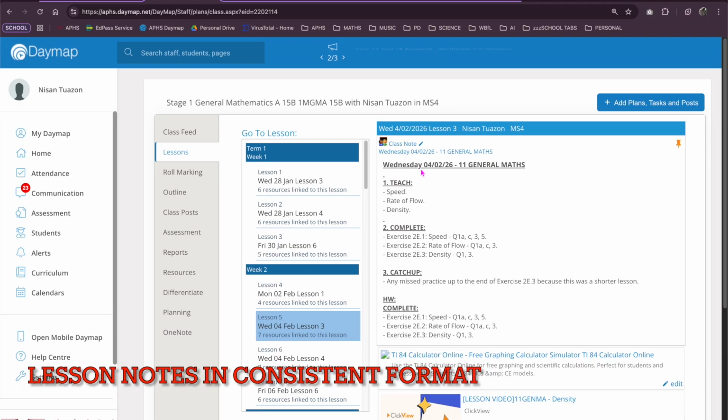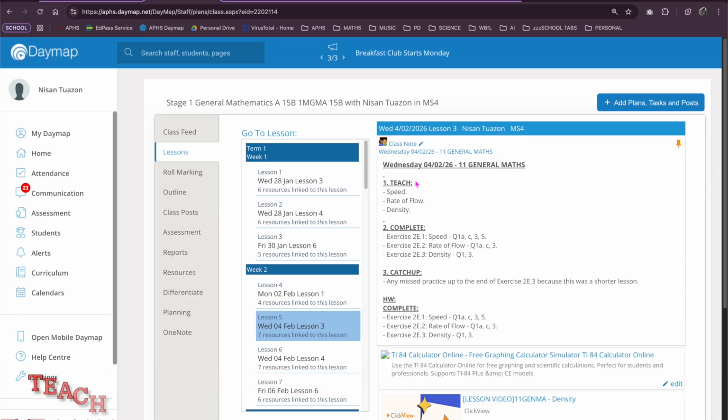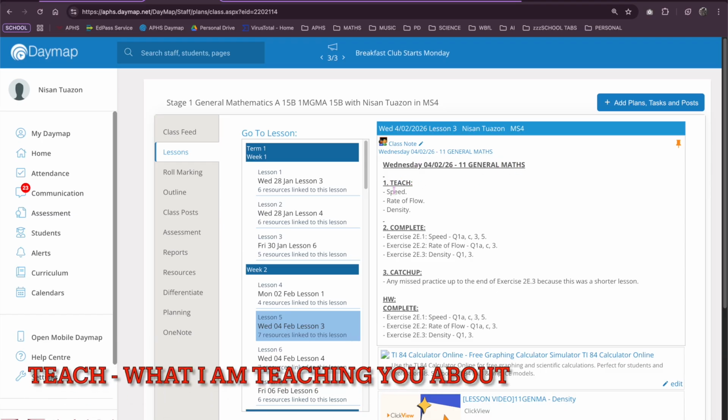Every lesson that I'm assigned at school has a detailed lesson note in a consistent format: lesson info, teach, complete, and homework. Sometimes there'll be other sections, but it's always going to at least have teach, complete, and homework. The lesson info means you know what date and what lesson this lesson note was for. Teach means you know exactly what I'm teaching you about in the lesson.